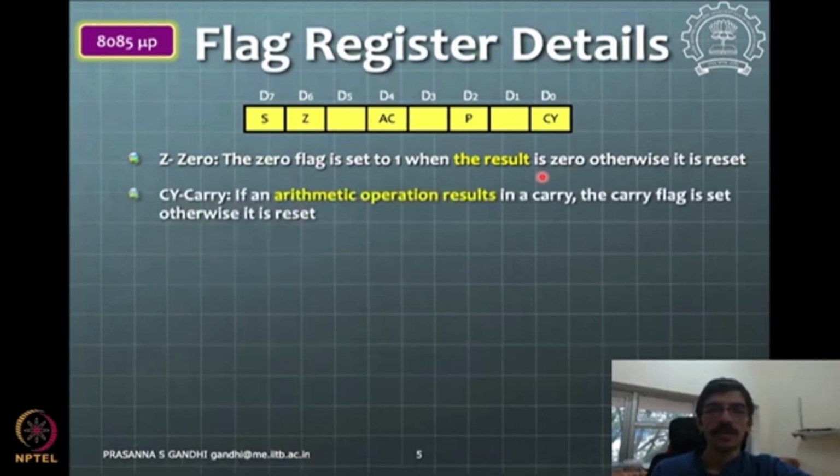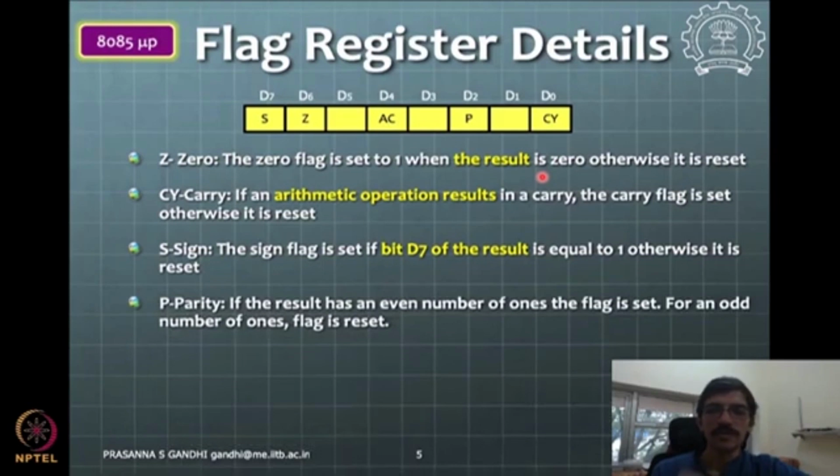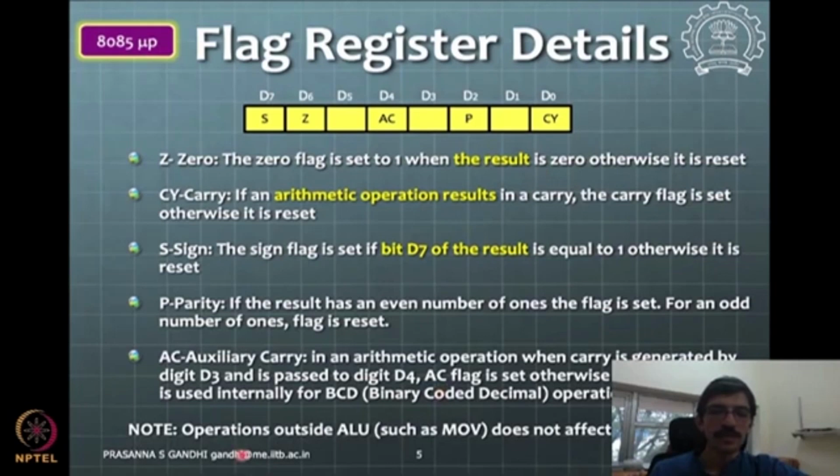So there are many different things that you can read through and make sense of. Okay, oh, this is what happens. See, there are some other notes that will be given, like operations outside the ALU, such as this move command. Move the contents of one register to another register. That will not affect the flag. Something like that will be given.